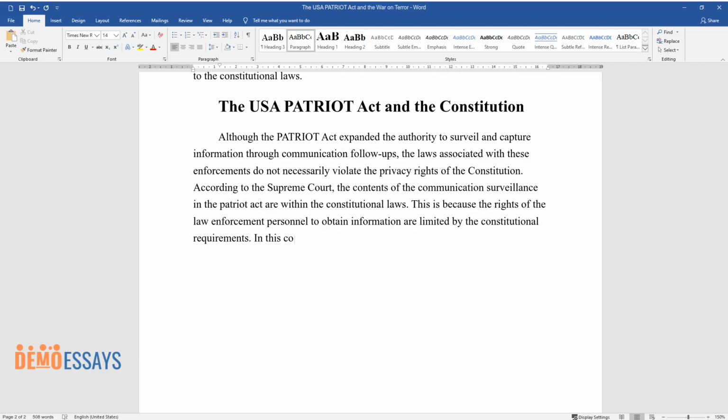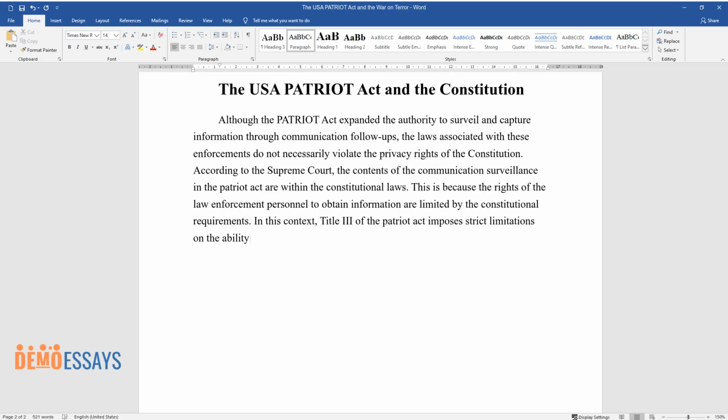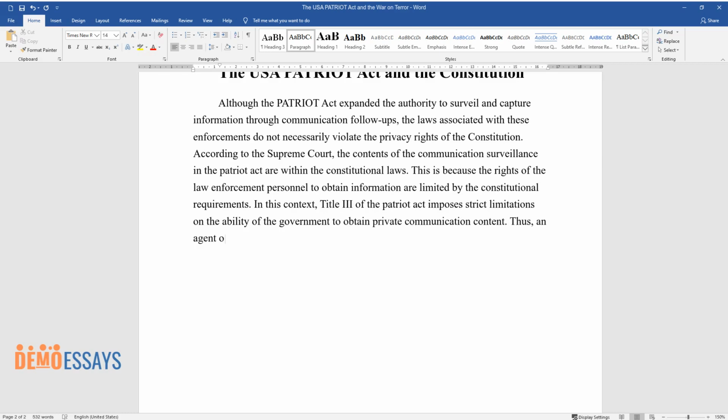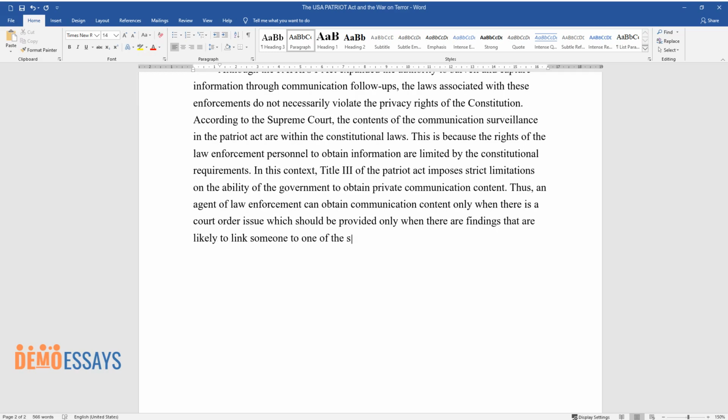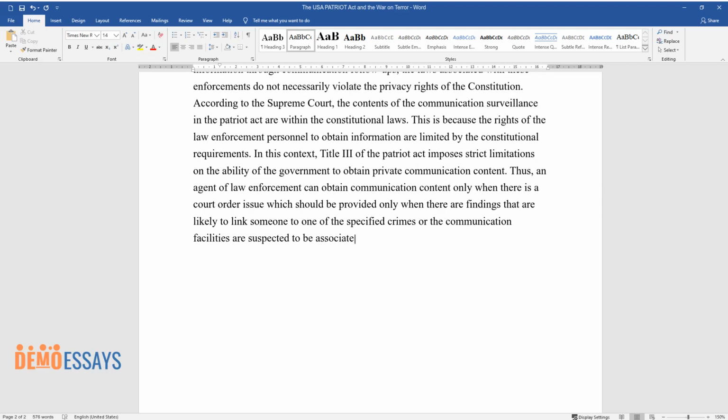In this context, Title III of the Patriot Act imposes strict limitations on the ability of the government to obtain private communication content. Thus, an agent of law enforcement can obtain communication content only when there is a court order issued, which should be provided only when there are findings that are likely to link someone to one of the specified crimes or the communication facilities are suspected to be associated with the offense.